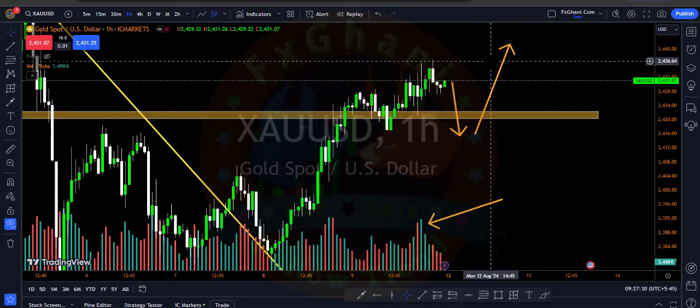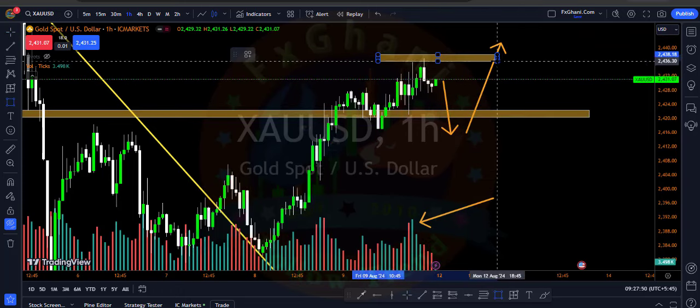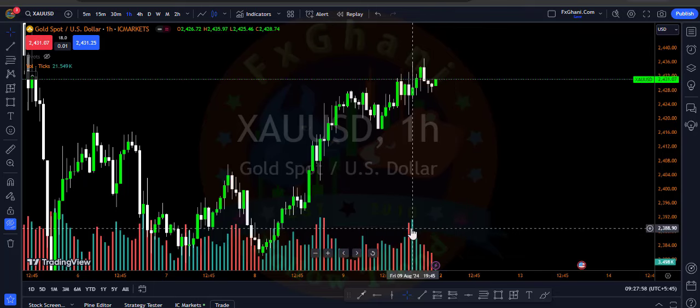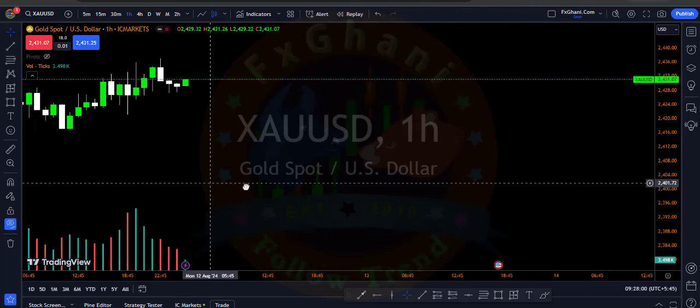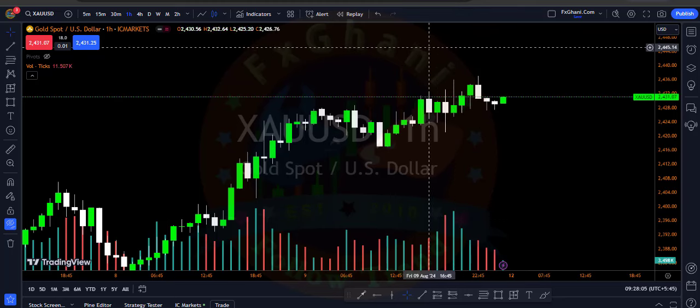So if you are already in a buy, then stay in a buy and manage your buy trade. But if you are not in a buy, then if you're looking for a buy, you can go for a buy, but with a very small lot size. A proper and confirmed buy is only if prices break this high with increasing volume. Right now you can see in H1 time frame, we see an increasing volume on this candle.